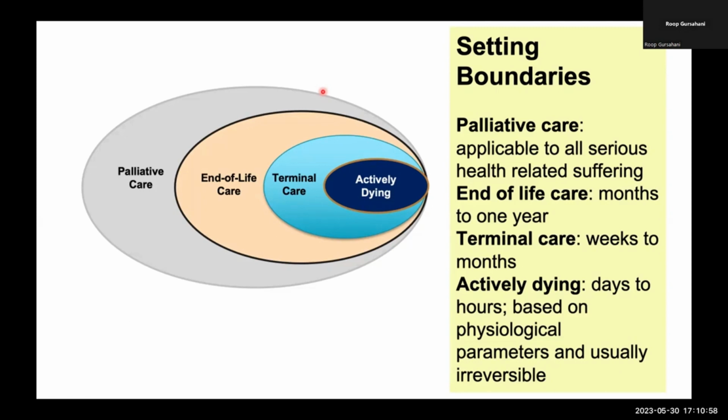Now, if you look at it, end-of-life care and terminal care obviously overlap. But these are somewhat in retrospect. It's often not possible to determine in advance because these boundaries tend to be rather fluid. But actively dying is a stage which is based on physiological parameters.